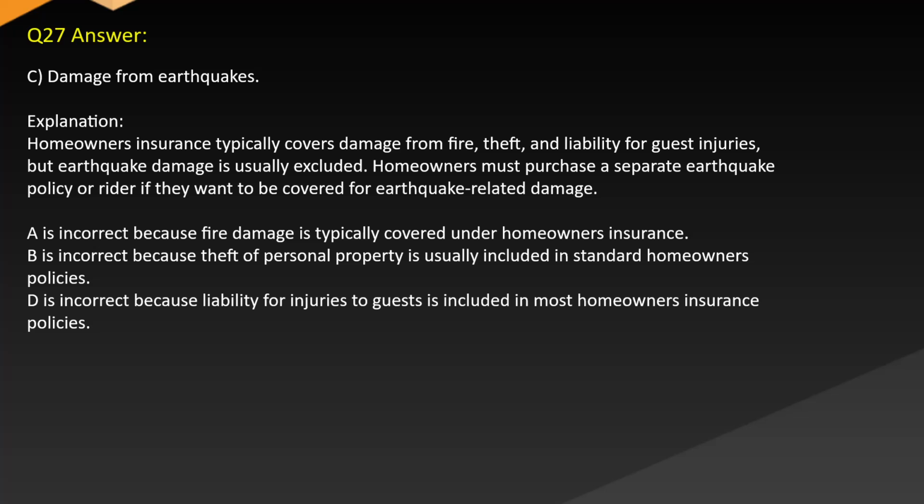Explanation: Homeowners insurance typically covers damage from fire, theft, and liability for guest injuries, but earthquake damage is usually excluded. Homeowners must purchase a separate earthquake policy or rider if they want to be covered for earthquake-related damage. A is incorrect because fire damage is typically covered under homeowners insurance. B is incorrect because theft of personal property is usually included in standard homeowners policies. D is incorrect because liability for injuries to guests is included in most homeowners insurance policies.